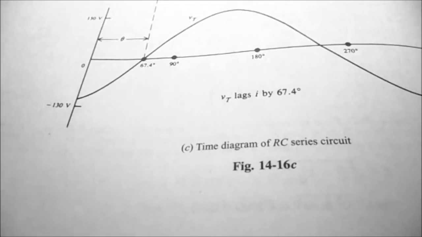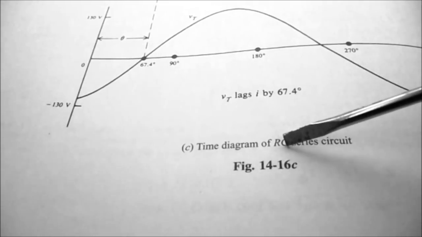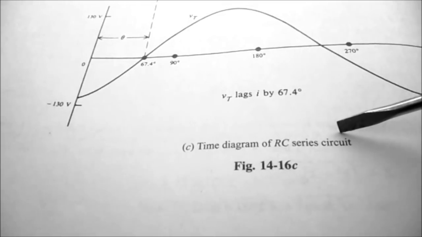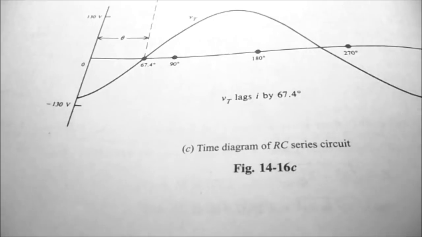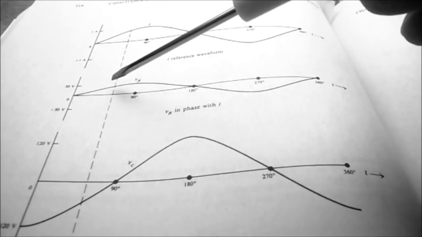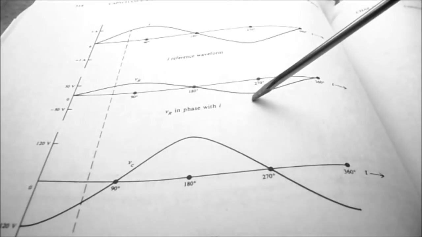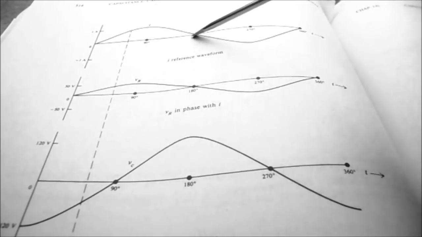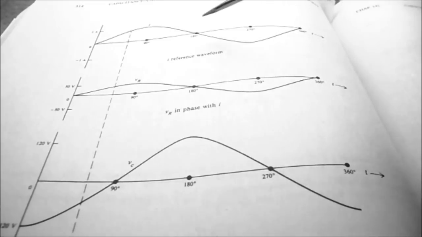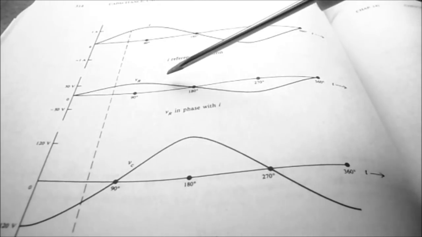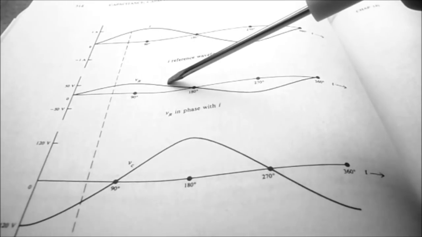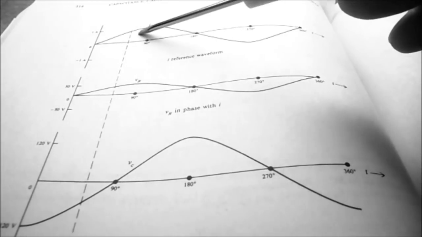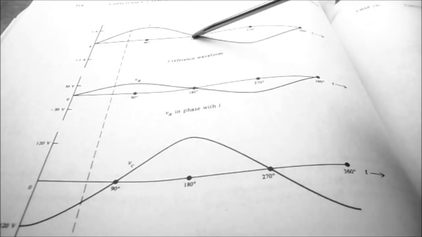So in Sherman's Outlines, Basic Electricity, Figure 14-16C is the time diagram of an RC series circuit, like we're going to be building today. And I just want to remind everybody that VR, the voltage across the resistor, and the current share the same phase. So we'll not be able to see current on the oscilloscope, but we can see the voltage drop across the resistor on the oscilloscope. And the phase angle of the voltage across the resistor is identical to the phase angle of the current flowing through the resistor.